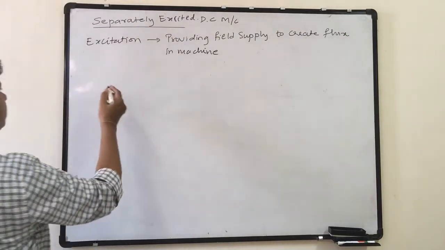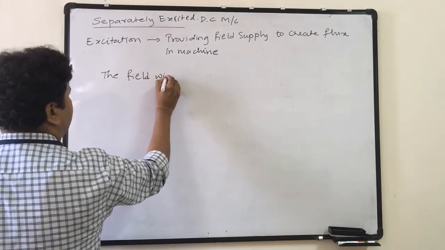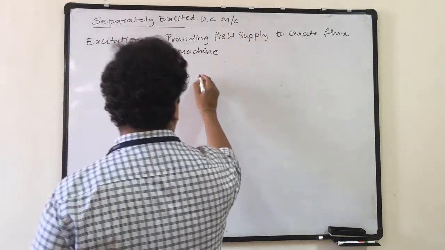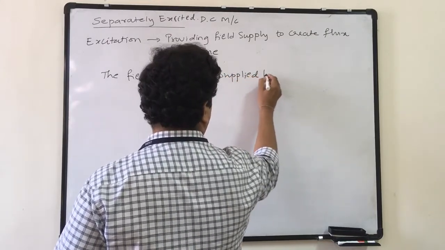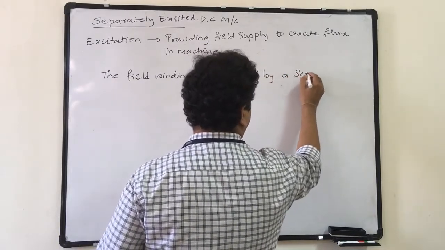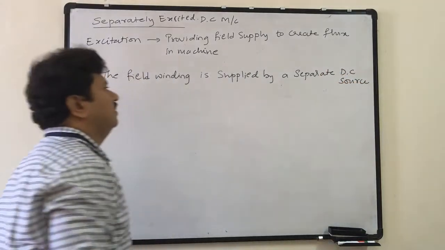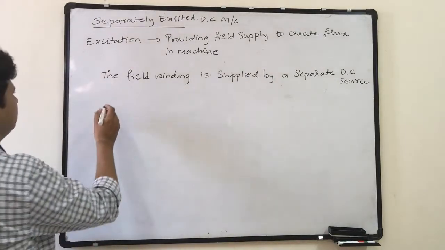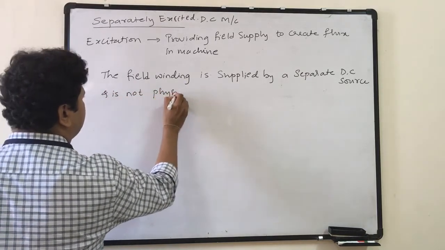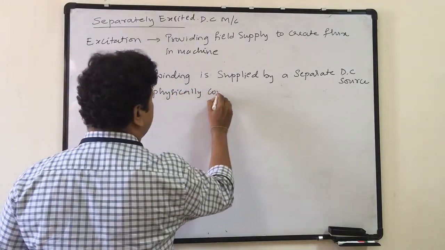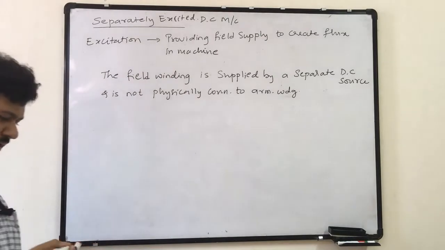In a separately excited machine, the field winding is supplied by a separate DC source, and is not physically connected to the armature winding.